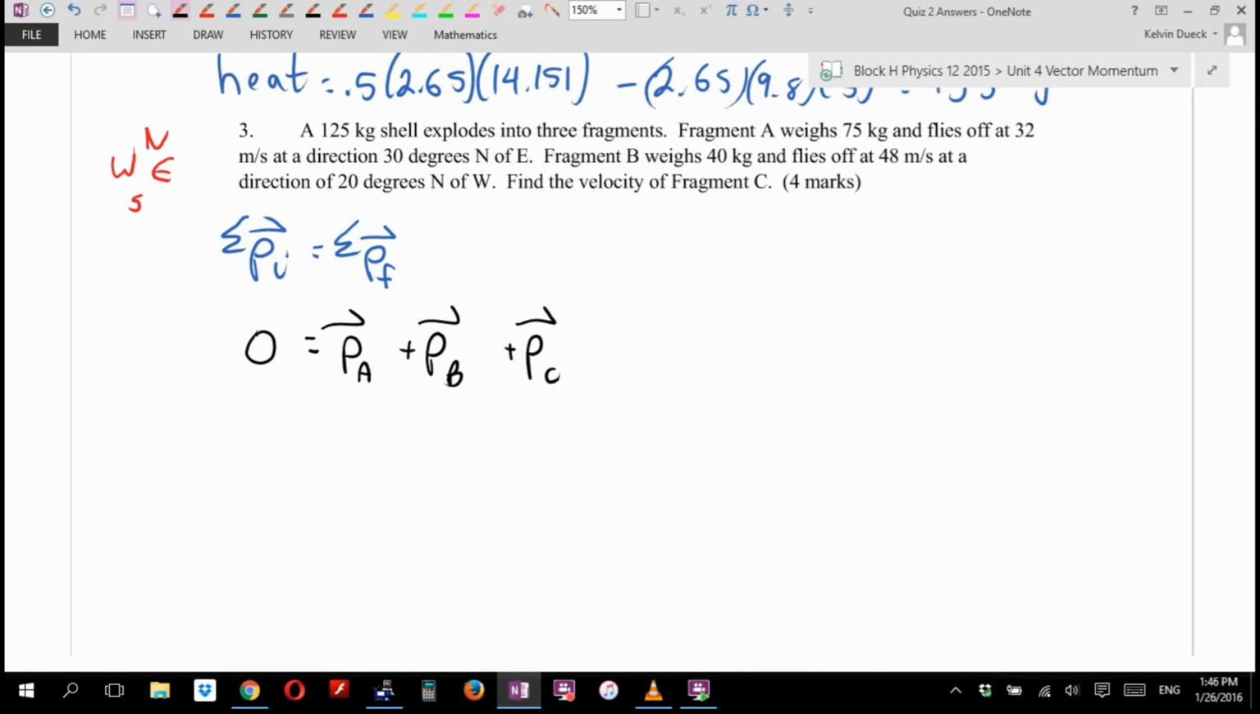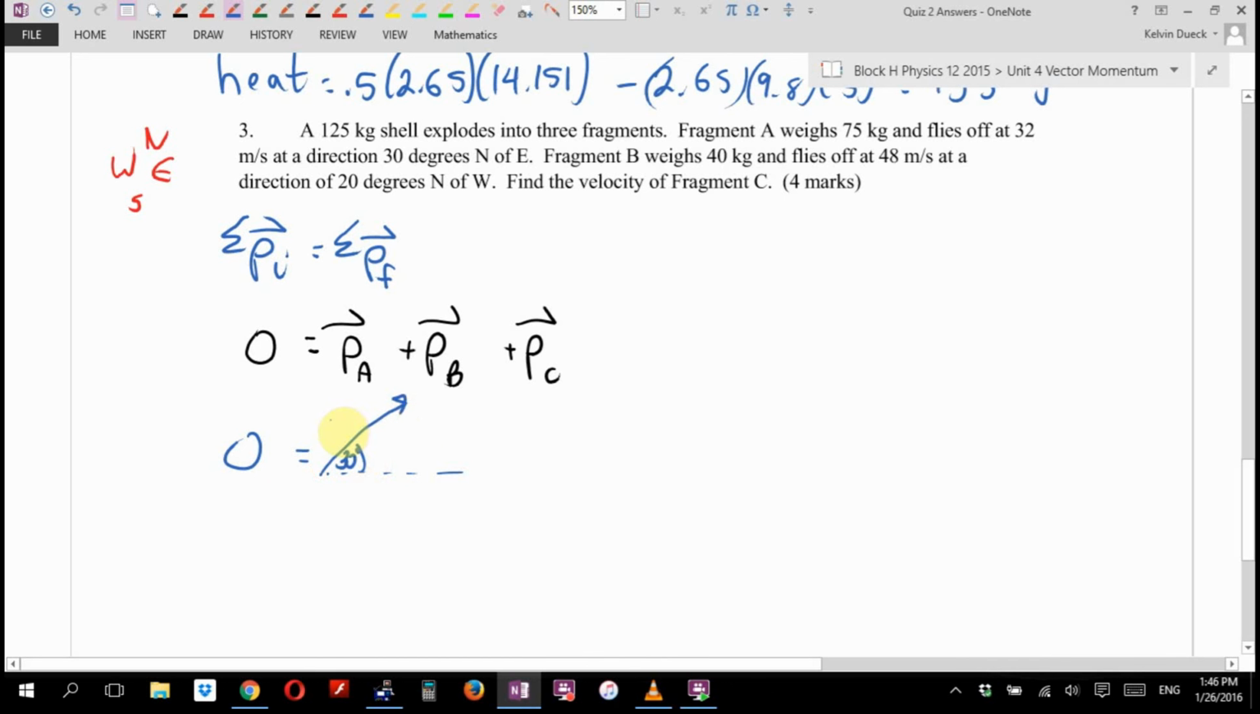Angles? Ugh. So it's still going to be 0 equals, but what's the direction of piece A? 30 degrees north of what? North of east. So what am I going to draw first? East. What of east? North. How many degrees? I'll put a little 30 in there.